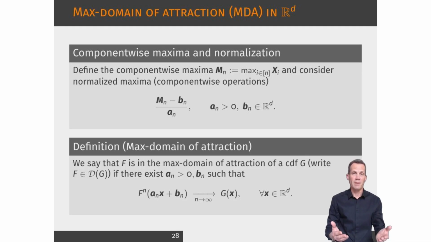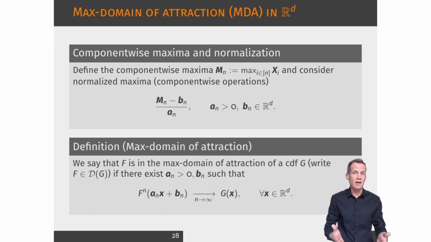This slide extends the max domain of attraction to random vectors. We start from the component-wise maximum vector, which records the largest observed value in each coordinate. As in the univariate case, a non-degenerate limit requires centering and scaling. But now these operations are applied component by component. The definition says that the joint distribution belongs to the max domain of attraction of a limiting distribution if the normalized component-wise maxima converge in distribution.